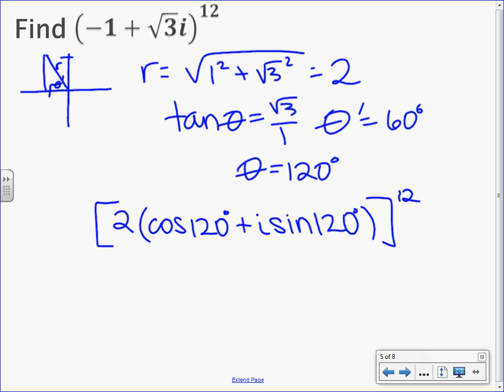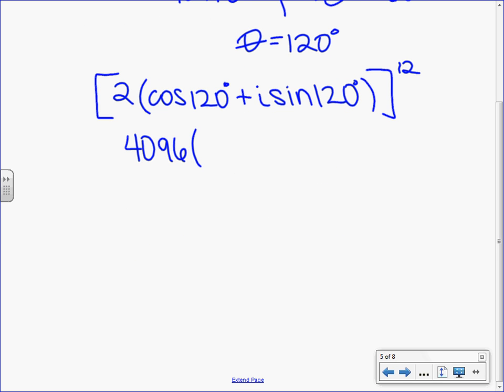All right, help me out. What is 2 to the 12th power? 4,096. Times, what do we do with the angles? Multiply by 12. So 1,440.